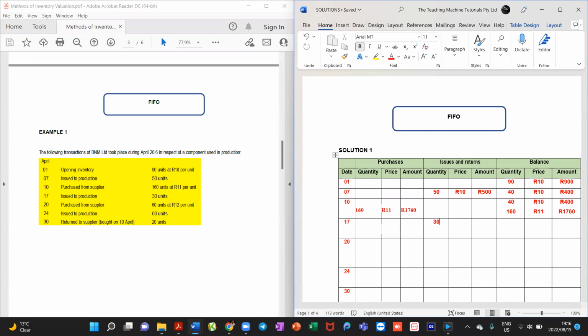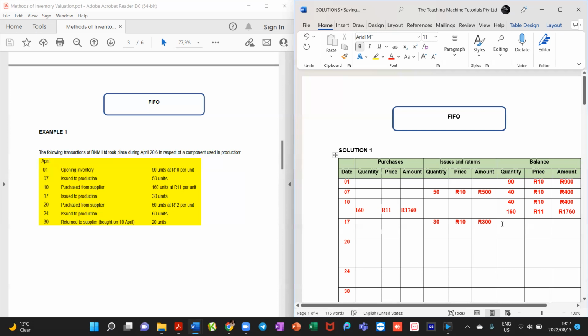But if we apply the principle of FIFO, first in, first out, between these two batches, which one is old? The batch that consists of 40 units. So this batch should be the one that will be taken first to production or to the sales department. All right. So we will take 30 units from 40 units. The price here is 10 rands. If you say 10 times 30, it should be 300.